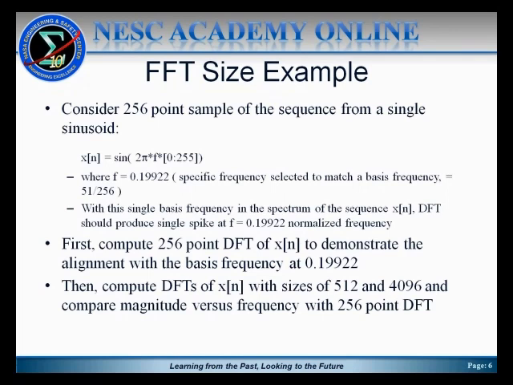Then we'll compute the DFTs of that same sequence with larger size DFTs. We'll do a 512-point and a 4096-point and compare the magnitude versus frequency with that 256-point DFT to illustrate the importance of FFT size.